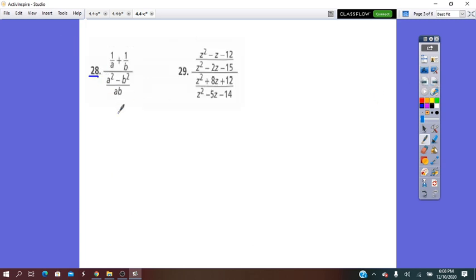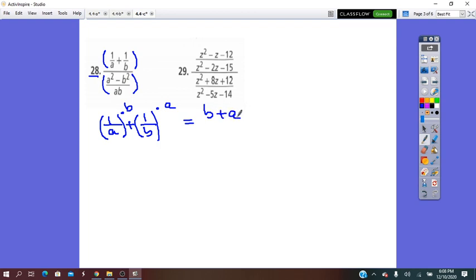Question 28. So 1 over a plus 1 over b, the numerator. The same denominator ab, so the first one times b and the second one times a. It will equal b plus a all over ab. I take the denominator, a square minus b square all over ab.